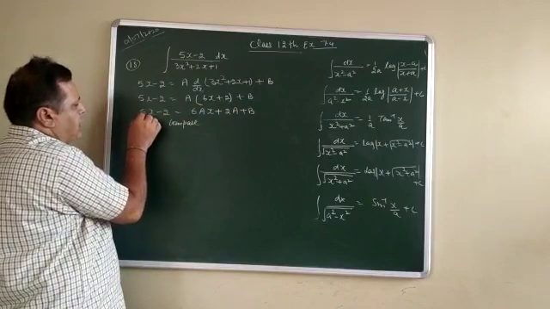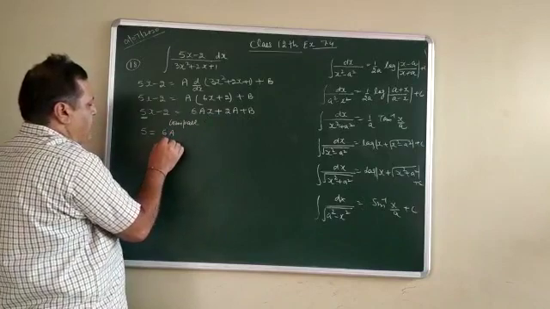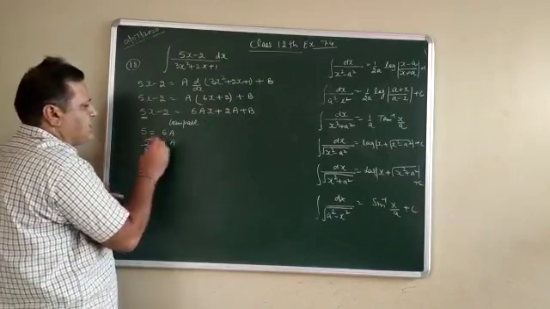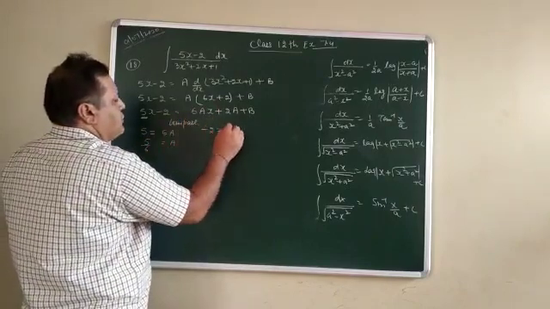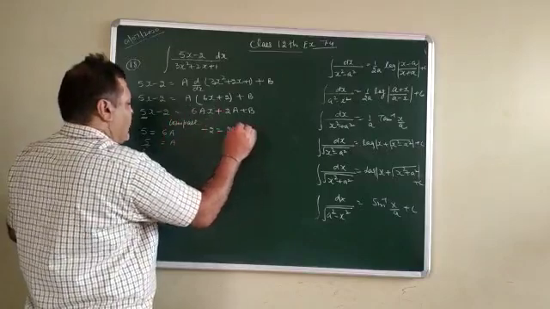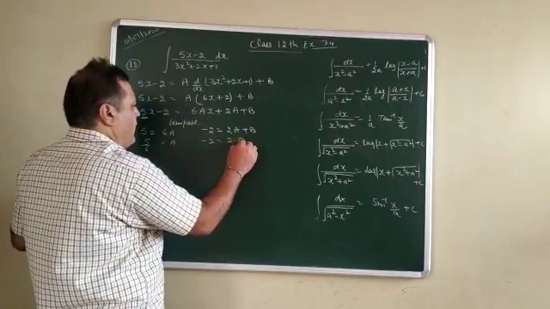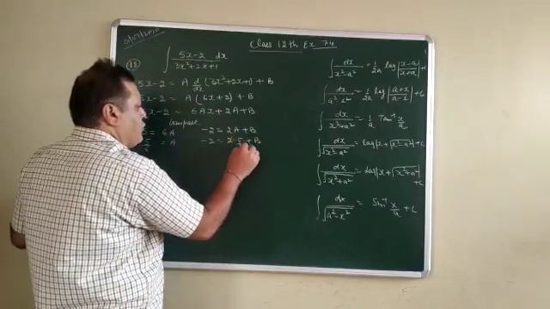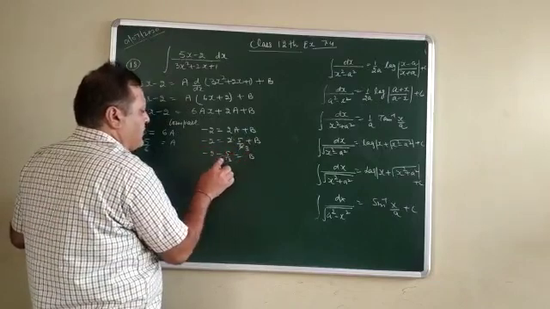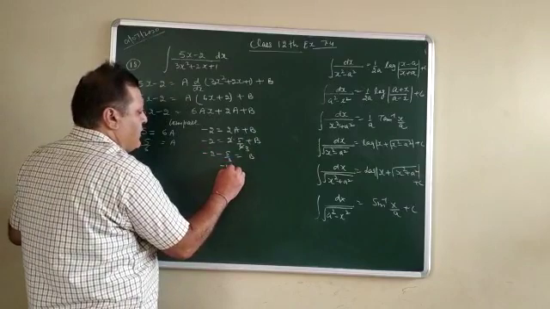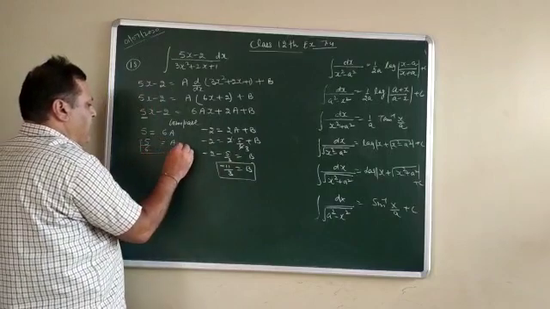The coefficient of x here is 5, and the coefficient of x there is 6a. Then a is equal to 5 by 6. Similarly, comparing the constant term, minus 2 is equal to 2a plus b. Substitute the value of a: minus 2 is equal to 2 into 5 by 6 plus b. So minus 2 minus 5 by 3 is equal to b. Twos are... 3 twos are 6, 6 minus 5, so minus 11 by 3 is equal to b. These are the values of a and b.